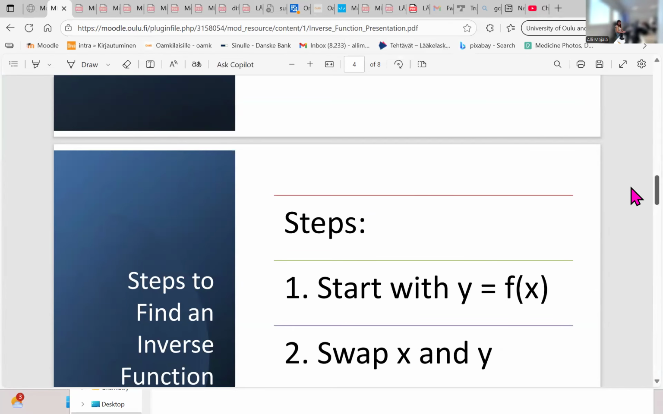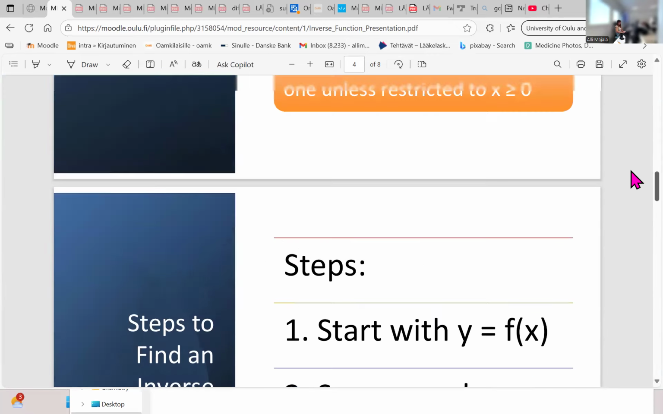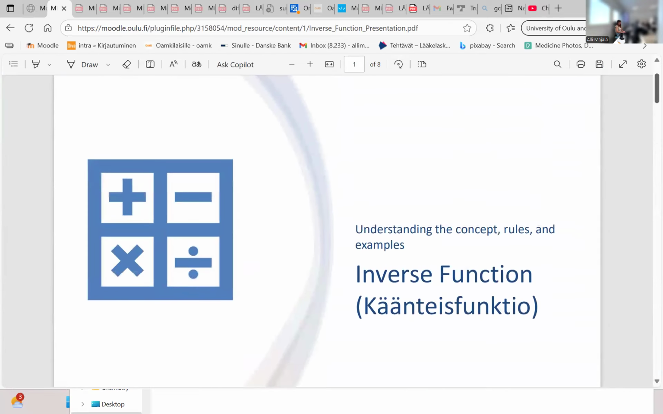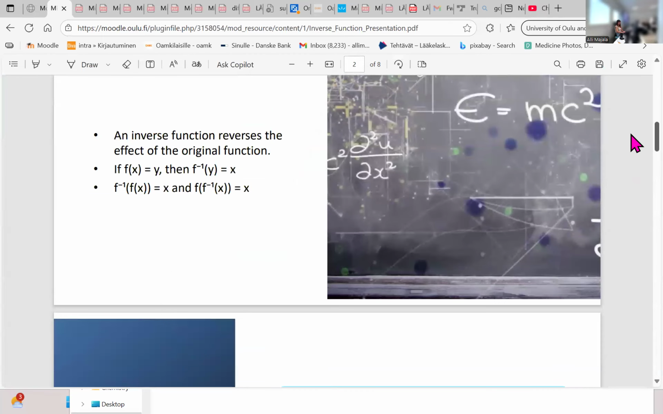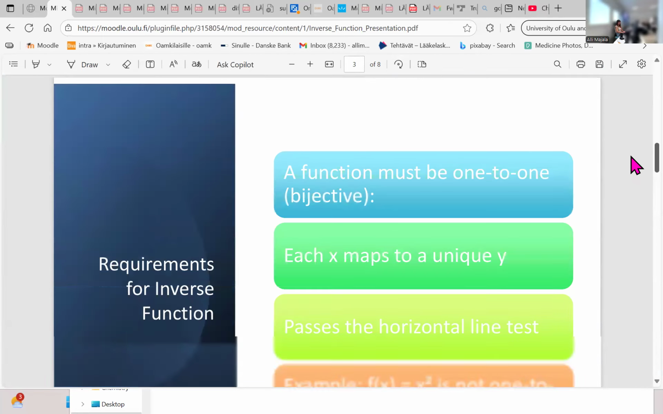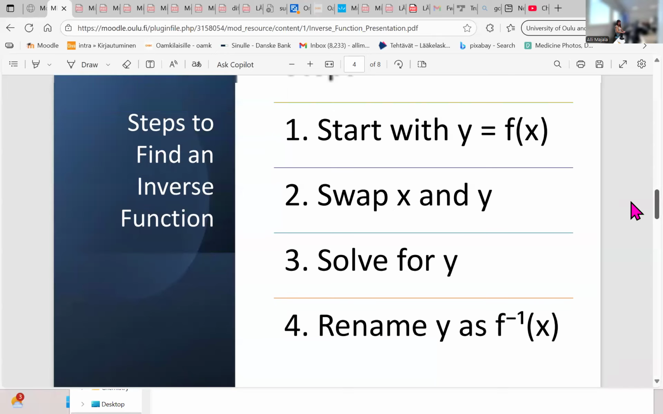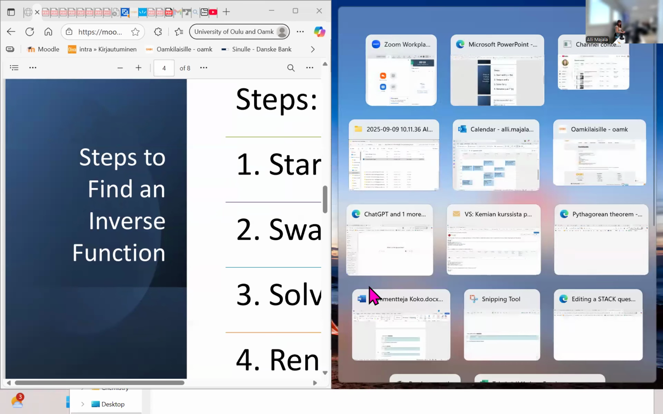inverse function, and I wanted to say one more thing about it. We did this inverse function for the Fahrenheit and Celsius exercise. An inverse function reverses the effect of the original function. Then there were these steps of what you need to do. There was one example, but I didn't finally go through it, so I realized that was missing.